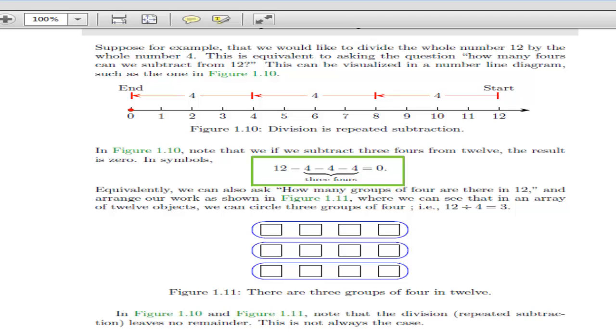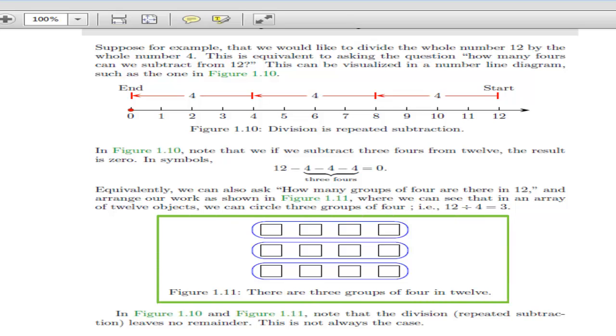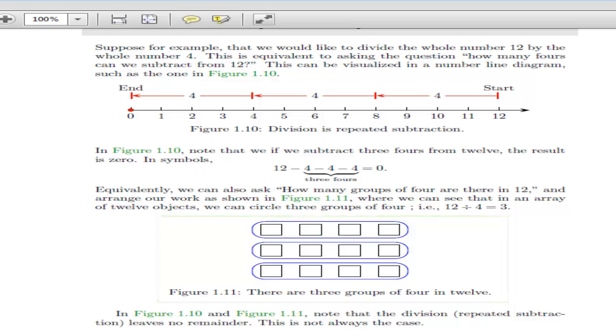Equivalently, we can also ask, how many groups of 4 are there in 12? And arrange our work as shown in Figure 1.11, where we can see that in an array of 12 objects, we can circle 3 groups of 4, i.e. 12 divided by 4 equals 3. In Figure 1.10 and 1.11, note that the division, repeated subtraction, leaves no remainder. This is not always the case.